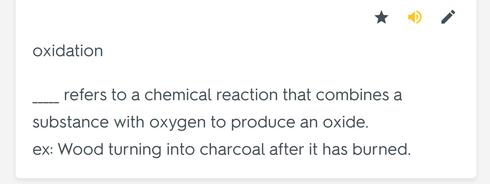Oxidation refers to a chemical reaction that combines a substance with oxygen to produce an oxide. Example: wood turning into charcoal after it has burned.